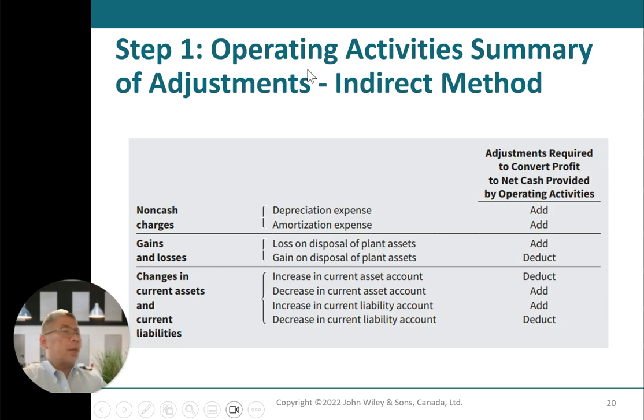So these are examples of the adjustments required on cash. Depreciation expense, you're going to add it. Amortization expense, you're going to add it. Loss on disposal of long-lived assets, you're going to add it. Gain on disposal, you're going to deduct. Changes in current assets and liabilities: increase in current assets, you're going to deduct. Decrease in current asset accounts, you're going to add. Increase in current liability, you're going to add. Decrease in current liability, you're going to deduct. Okay, this is the indirect method.